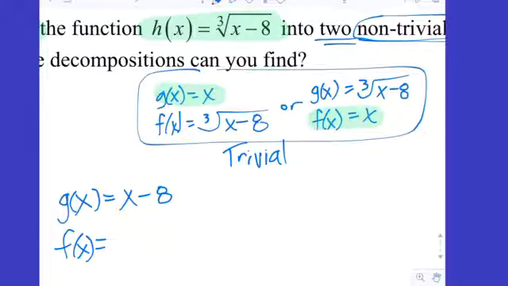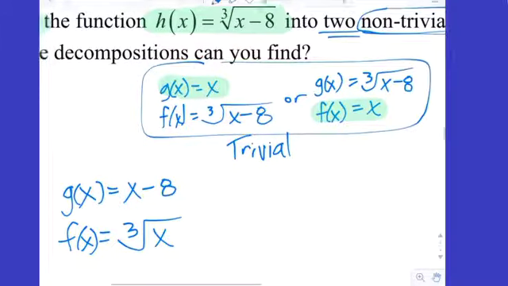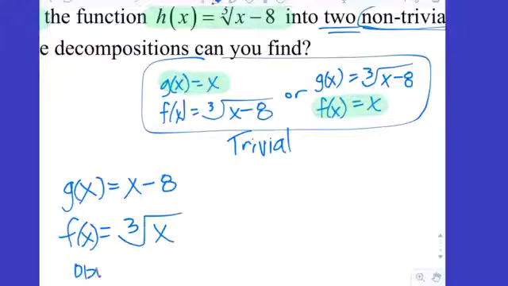So if the inside function is x minus 8, the outside function could be just the cube root of x. So that would be the obvious one, and I would accept that. It's not trivial. Because this says now you're going to take the x under the cube root and replace it with x minus 8. And boom, you end up with the cube root of x minus 8. Excellent. Well done. But we need another one now.